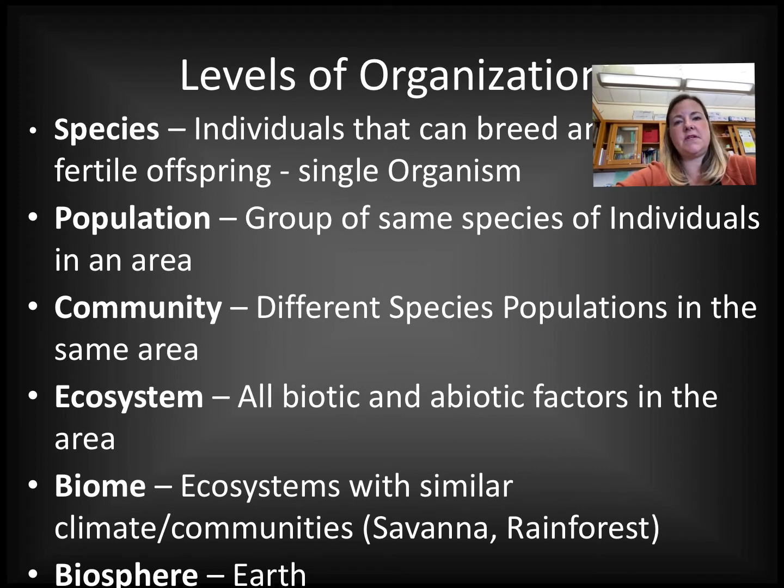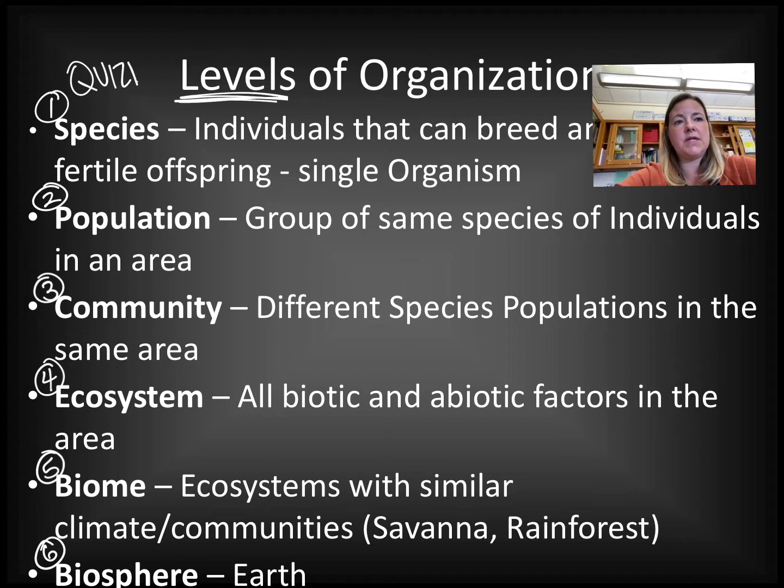Within an ecosystem, we organize things according to levels. So the levels of organization when we look at an ecosystem include individual species, a population, a community, an ecosystem, a biome, and the biosphere. I would definitely study each of these vocabulary words. A species is just a single organism or an individual that can breed and produce fertile offspring.